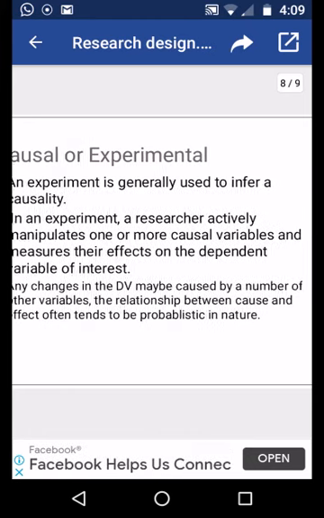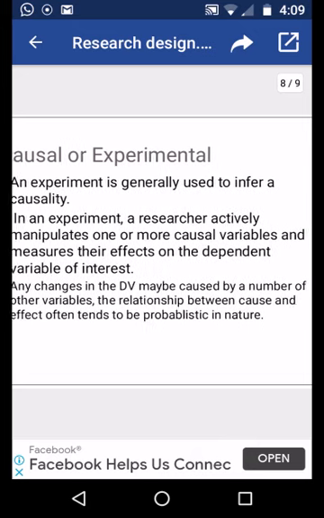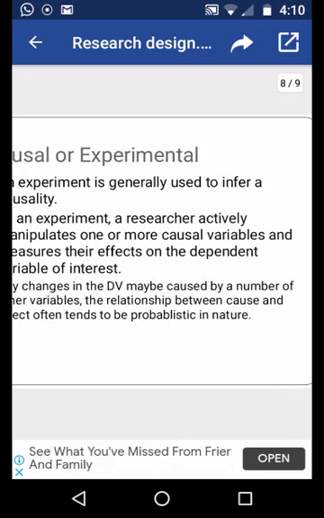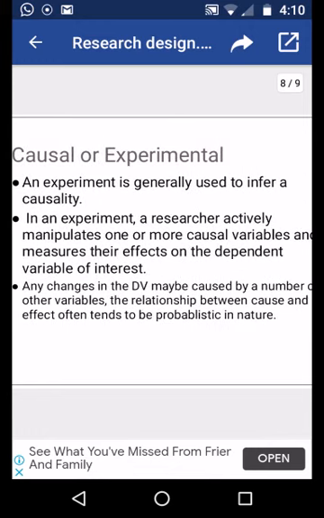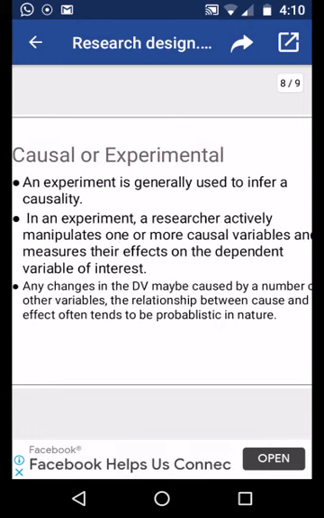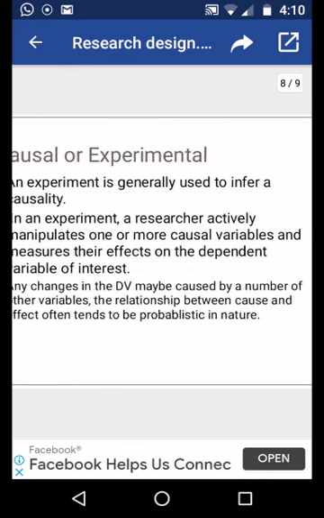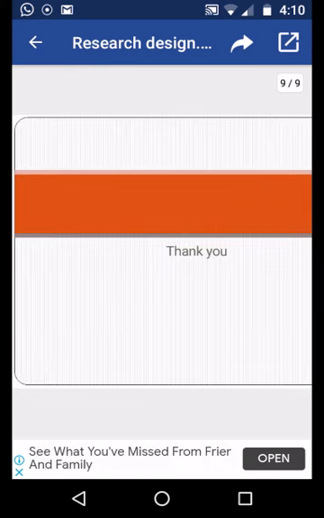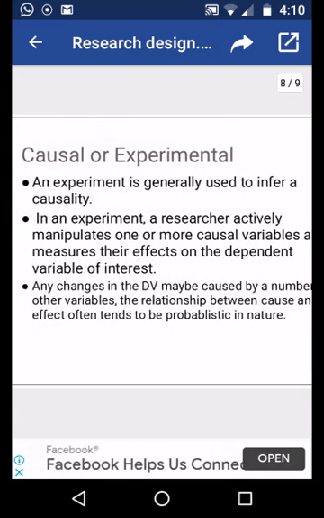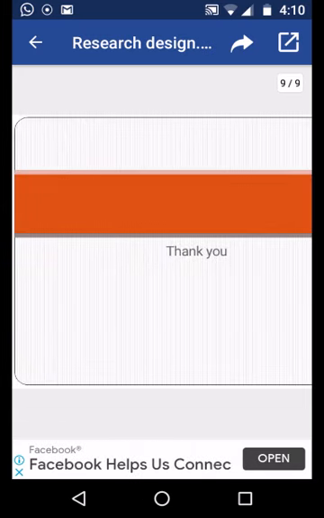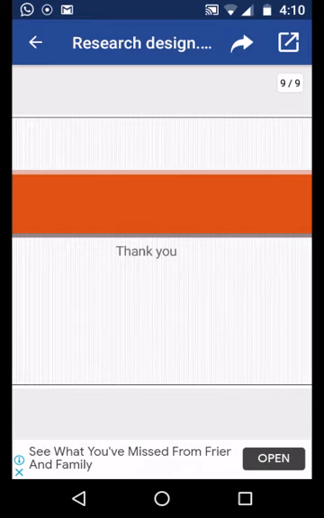The researcher actively manipulates one or more causal variables. Just now I said we change the advertisement investment and then see the impact or effect on the dependent variable. The dependent variable here is sales. So sales depends on advertising. That is experimental, that is causal, cause and effect. We identify cause and effect. That is all with regard to research design and a little bit about the research process. Thank you very much.